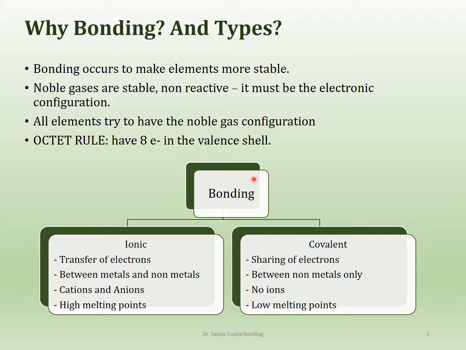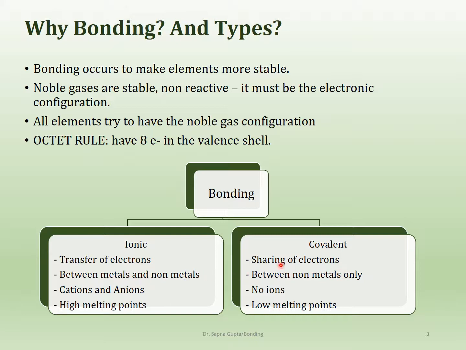And this is where the types of bonding come in. There are 2 kinds of bonding, ionic and covalent. In the case of ionic bonding, there is transfer of electrons, which means that one gives, one takes. In the case of covalent, it's the sharing of electrons. There is no give and take, so there is sharing. Ionic bonding is between metals and non-metals. Remember, metals are on the left-hand side of the periodic table and non-metals are on the right-hand side.